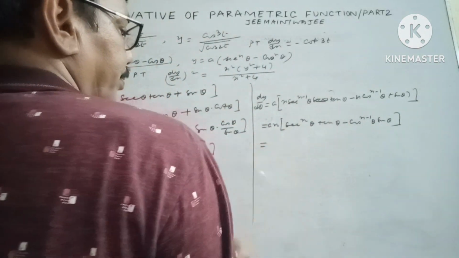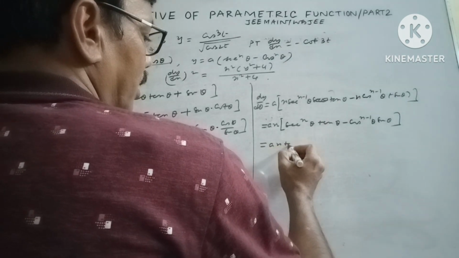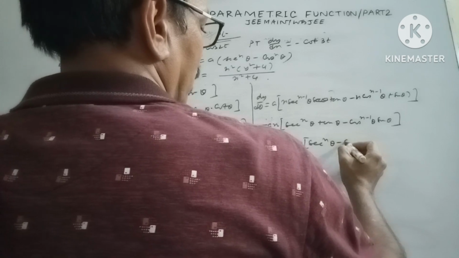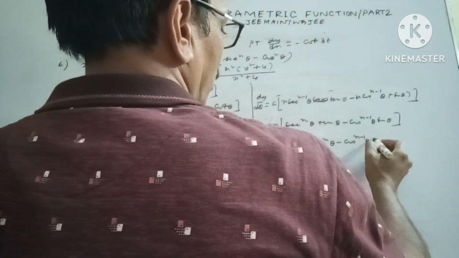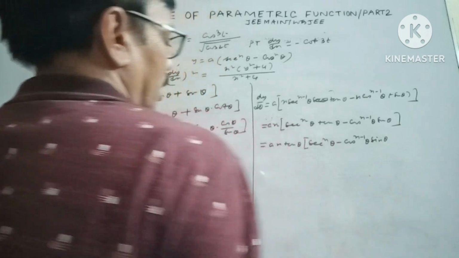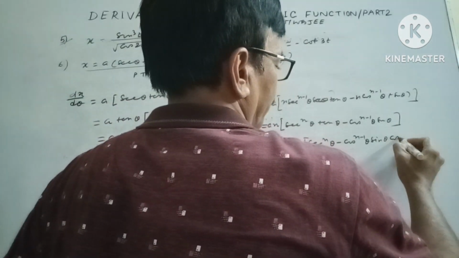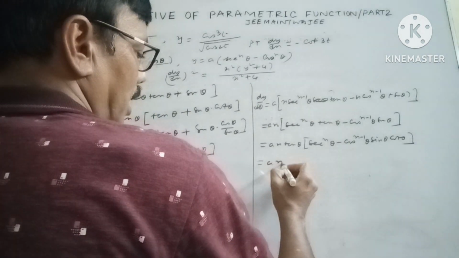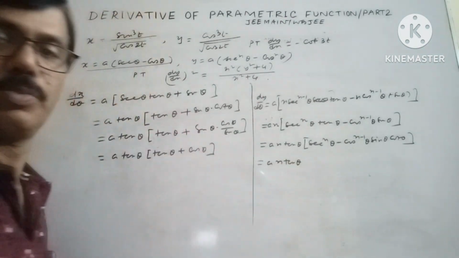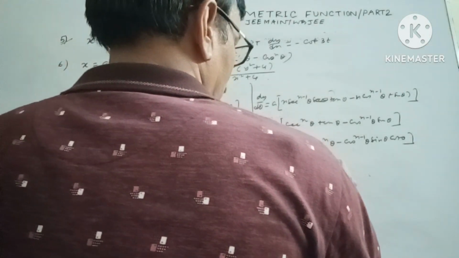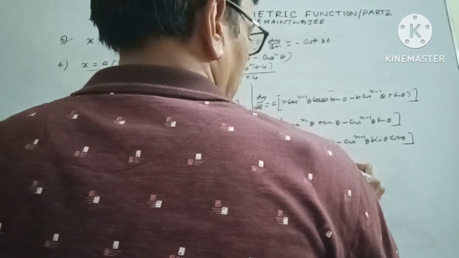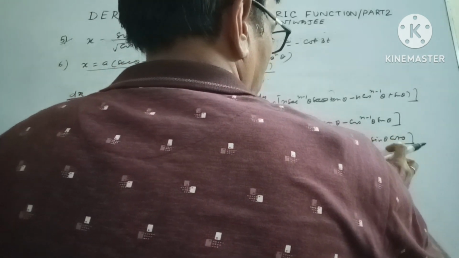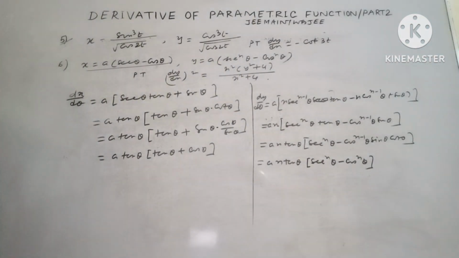So now a n tan theta common. So this is sec to the power n minus 1 theta, cos to the power n minus 1 theta, sin theta into cot theta. Cot theta means cos by sin. So you are getting a n tan theta, sec to the power n theta minus cos to the power n theta. So this is to be noted: cos by sin, sin is cancelled out.